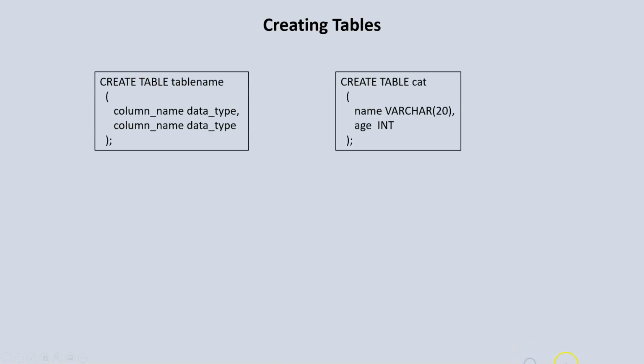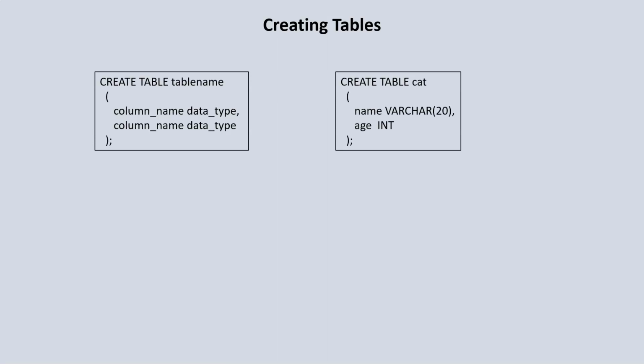How do we create tables in SQL? The syntax for creating a table is create table, followed by the name of the table. We open our parentheses. We have the column name, followed by the data type of that column, followed by a comma. And then if we have a second column, we write the name of the column, followed by the data type. Then we close our parentheses, and then we end it with a semicolon.